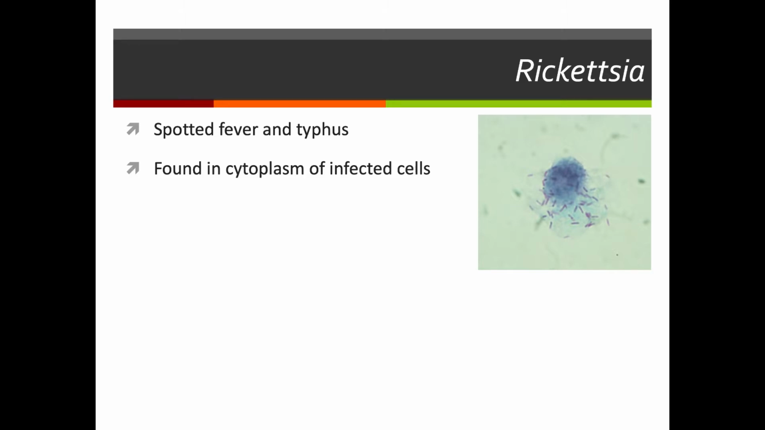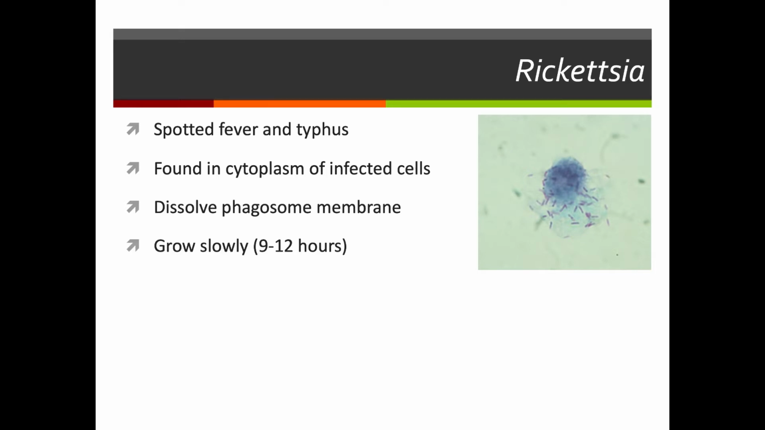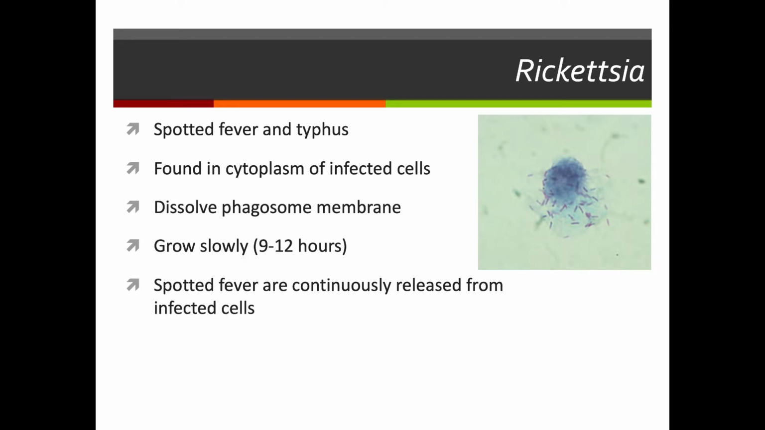You can find the bacterium in the cytoplasm of infected cells. When they are phagocytized, they will dissolve the phagosome membrane. They grow relatively slowly. The doubling time is anywhere from 9 to 12 hours. In infections caused by Rickettsia belonging to the spotted fever group, the bacteria are constantly released from infected cells. This can be contrasted with the typhus-causing Rickettsia, which will grow in number until it causes the cell to lyse, and then all of the bacteria will be released at the same time. So there are some differences in the way that these different groups manifest their infection.